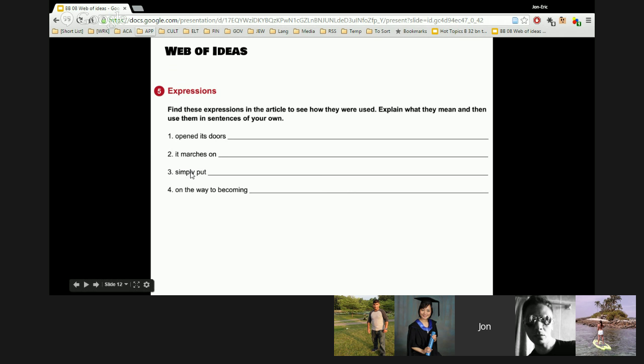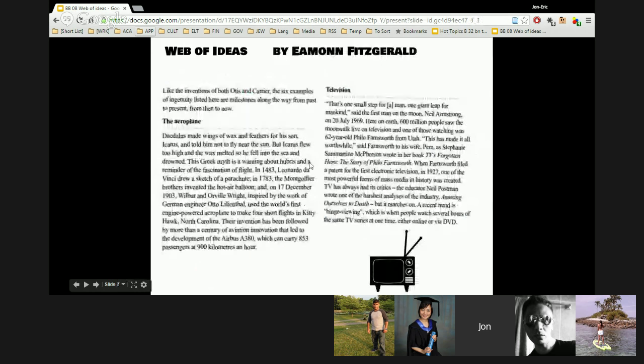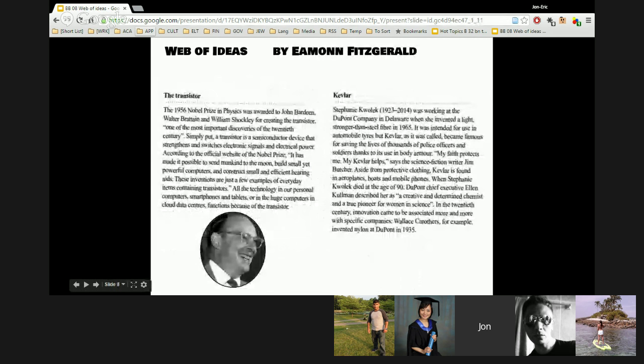Those two are pretty good. Simply put is something we use to say things in other words. Simply put, in the article, it was in the transistor paragraph. Let me see if I can put that on the screen for you quickly. The transistor paragraph here on the left side.